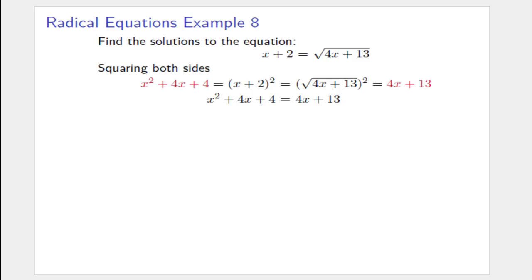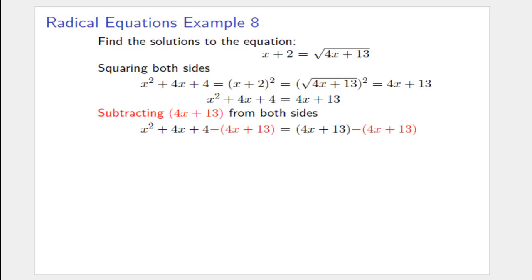Now, since we have a quadratic, it's best to get 0 on one side, which we can do by subtracting 4x plus 13 from both sides. This gives us x squared plus 4x plus 4 minus (4x plus 13) equals 4x plus 13 minus (4x plus 13), which is just 0 on the right, and on the left we have x squared plus 4x minus 4x, which is 0, plus 4 minus 13, which is minus 9. Now we need to solve the quadratic x squared minus 9 equals 0. And we can solve this for x to get that x equals negative 3 or 3.